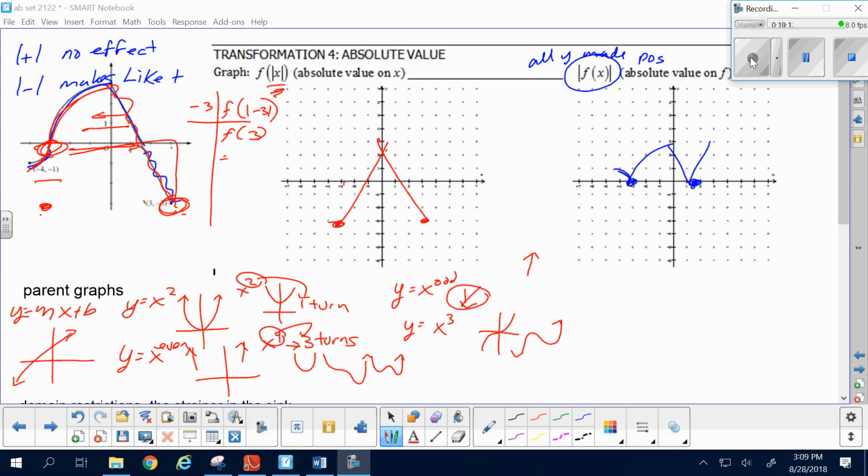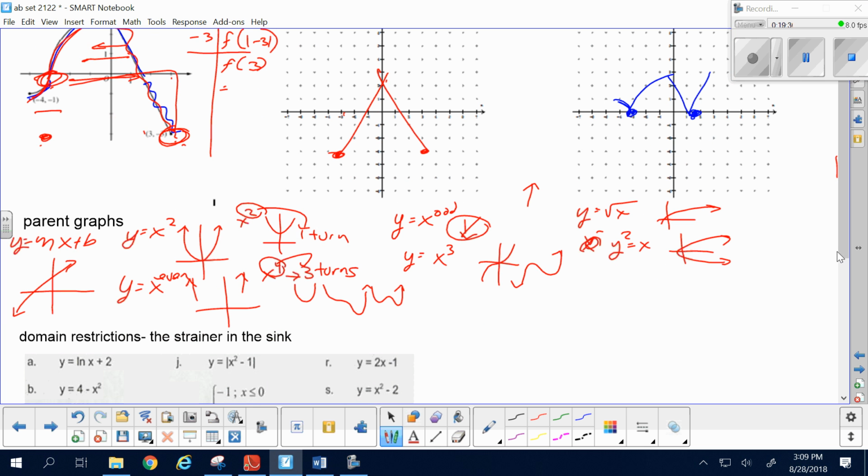Others, let's go with y equals the square root of x. Hopefully you remember that. Let's go y squared equals x, the sideways opening parabola. Looks like that. Let's go logs. Y equals natural log of x. Looks like that. Asymptote at the y-axis. Y equals e to the x is the inverse. It looks like that. It has an asymptote at the x-axis. It crosses at 1.